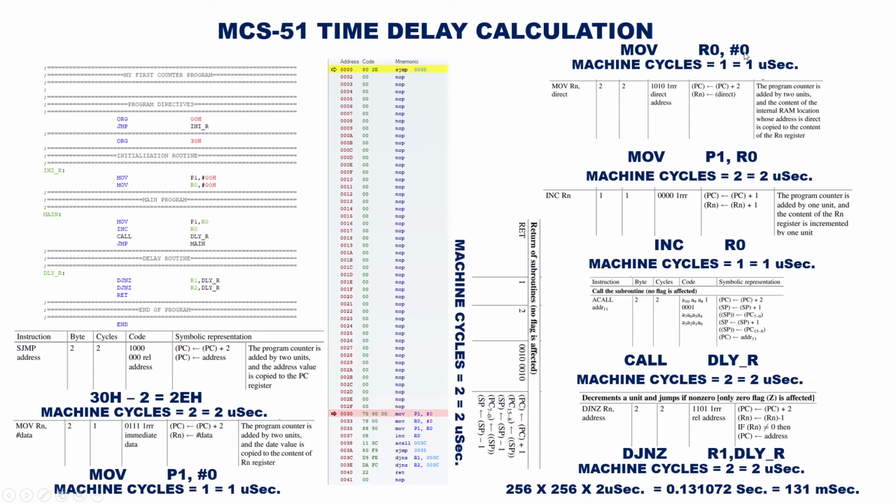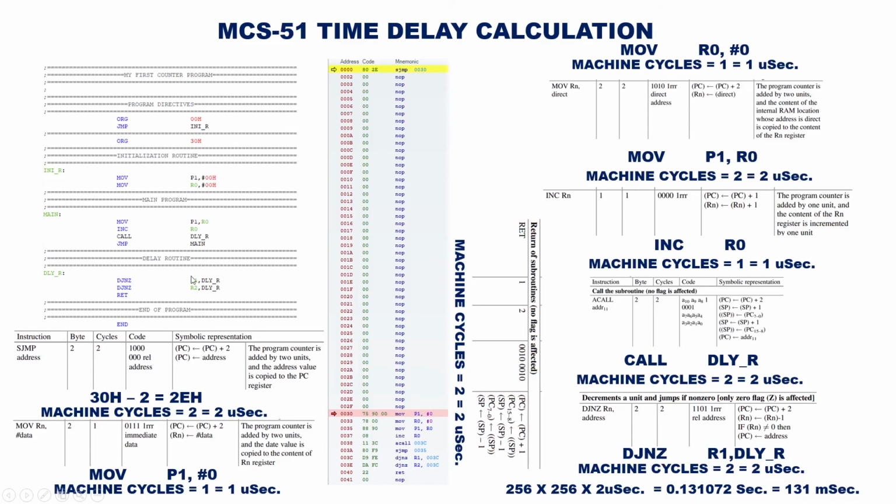Move R0, direct number, that is 0, requires 1 machine cycle, so the time will be 1 microsecond. Move port 1, R0 requires 2 machine cycles, so the time will be 2 microseconds. Increment R0 requires 1 machine cycle, so the time will be 1 microsecond. Call delay routine requires 2 machine cycles, so the time will be 2 microseconds. DJNZ R1, delay requires 2 machine cycles, so the time will be 2 microseconds.